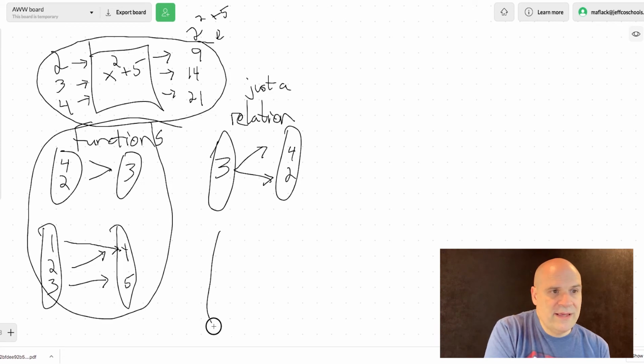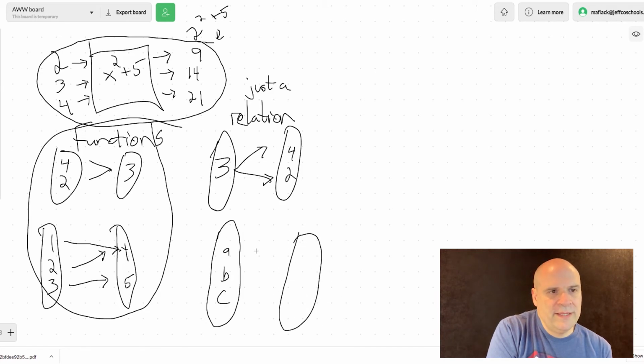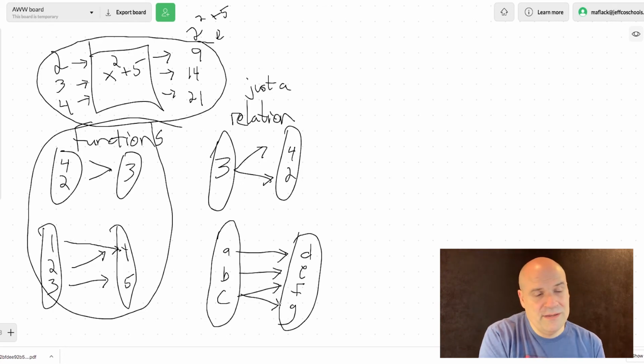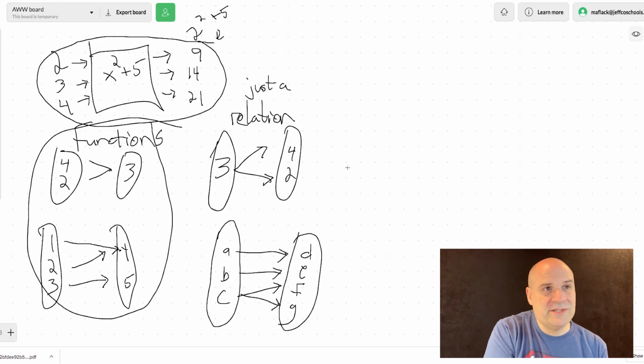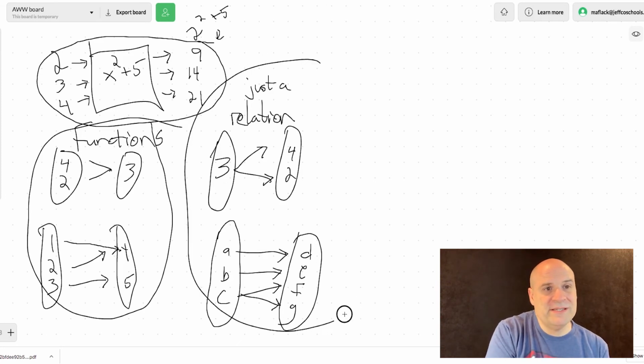So you could have things like this. If it was like A, B, and C, and then like D, E, F, and G, let's say that A went to D, B goes to E, and C goes to both F and G. Well, that is just a relation, so that is not a function either.